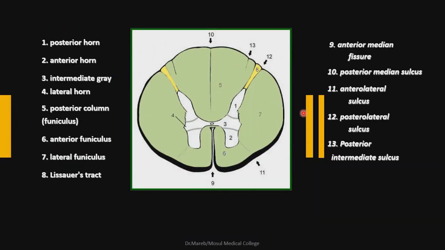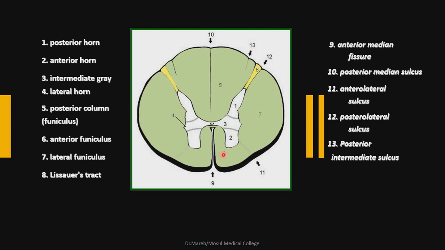Now, just to take a general revision of the structure of the spinal cord, you can see here this is the central canal, this is the gray matter, and this is the white matter. Number 1 represents the posterior horn, while number 2 is the anterior horn. Number 3 is the intermediate gray, and number 4 is the lateral horn. Just to remind you, the lateral horn is present in the thoracic and lumbar region, and it is responsible for sympathetic innervation.